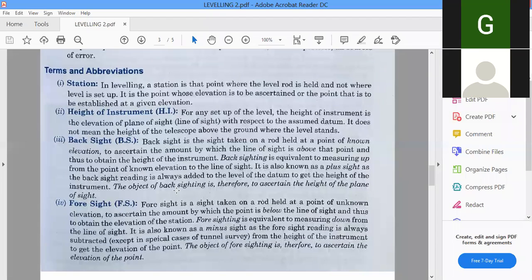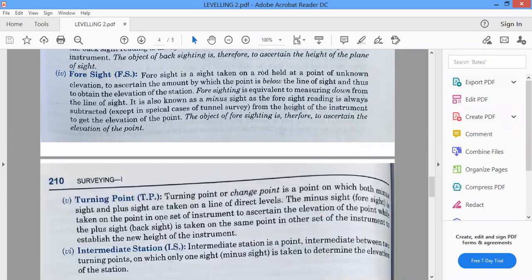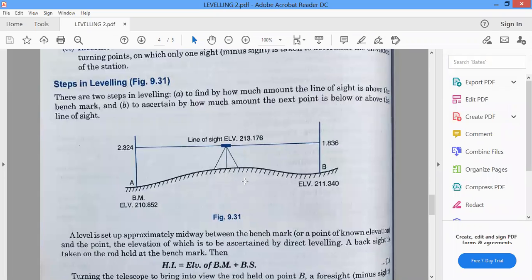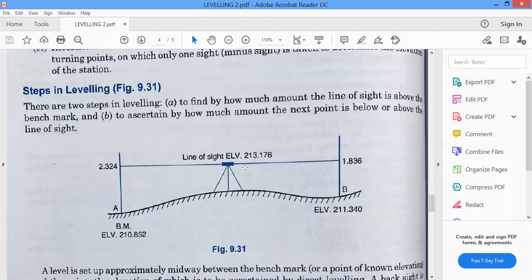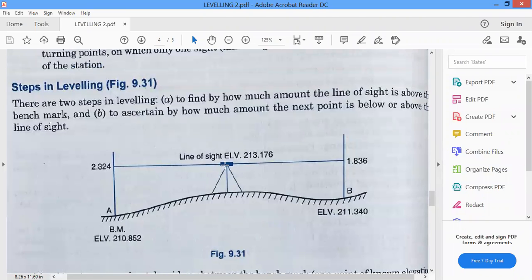Next, height of instrument. We denote it as HI. For any setup of the leveling instrument, the height of instrument is the elevation of plane of sight, or else we call it the elevation of line of sight with respect to the assumed datum. It does not mean the height of the telescope above the ground where the level stands. See this figure. So height of the instrument is the line of sight. The line of sight is the horizontal axis of your telescope. Height of instrument is the height of line of sight from the assumed datum, that is with respect to benchmark here, right?